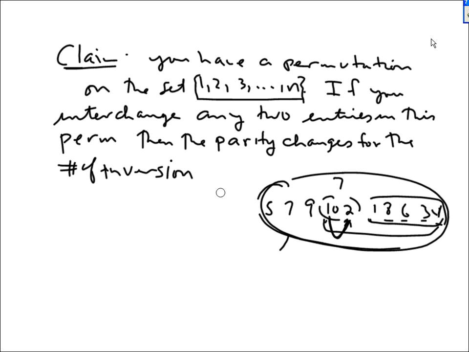Okay, let me write down the numbers. And then we'll interchange 2 that are not right next to one another. I want to have the same ordering, so let me write it down before I erase it and forget it. 5, 7, 9, oops. The original one had the 2 first. 2, 10, 1, 8, 6, 3, 4.